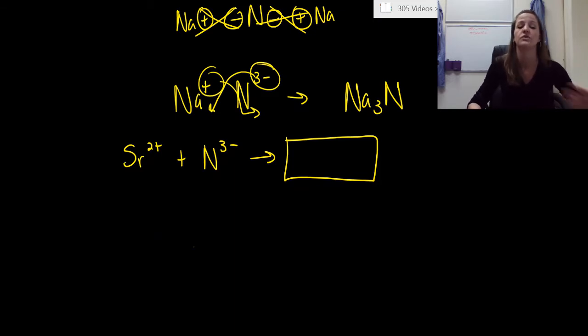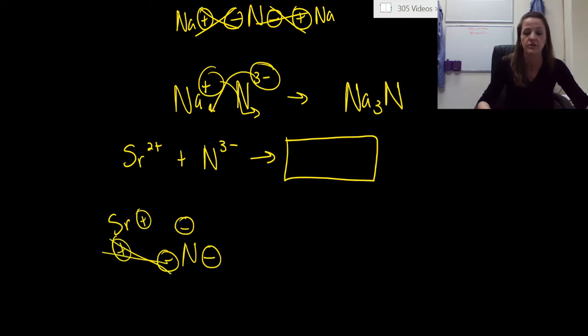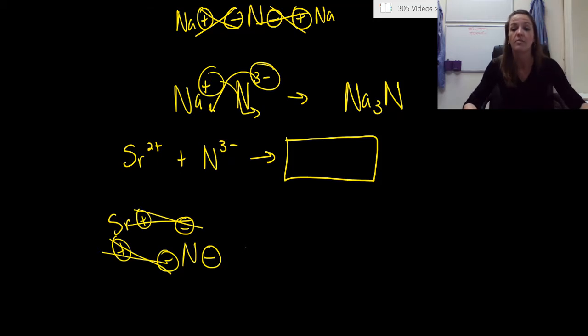So the first thing you do is you start off with your big charge. So I see nitrogen has a -3, so -1, -1, -1 for an overall -3. Now I take my strontium. Strontium has 2 positives, so a plus and a plus. So right away I see that these 2 cancel out and these 2 cancel out. But now I still have a minus left over, so I definitely need another strontium.